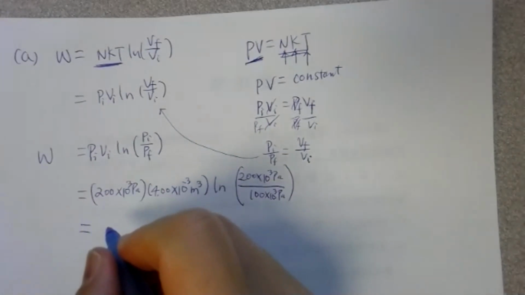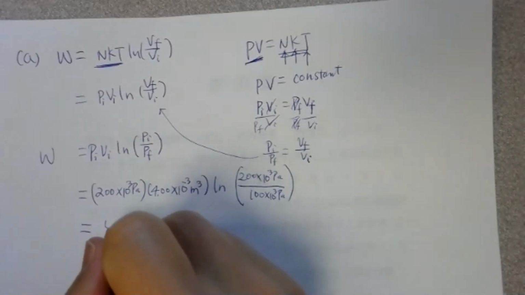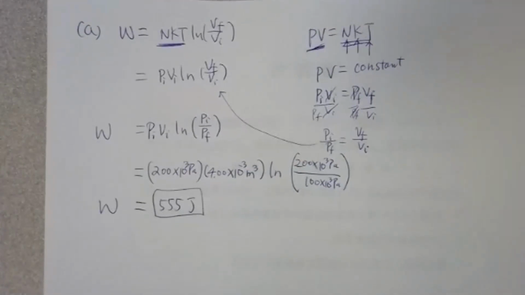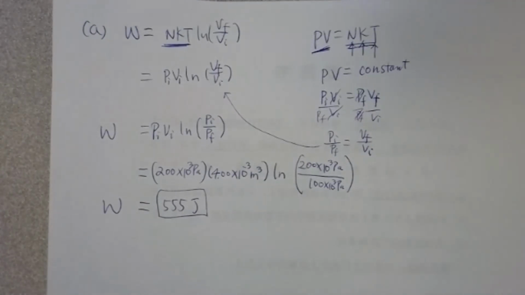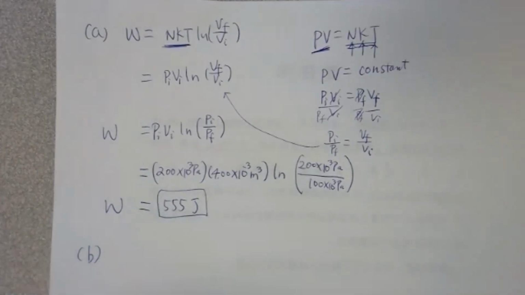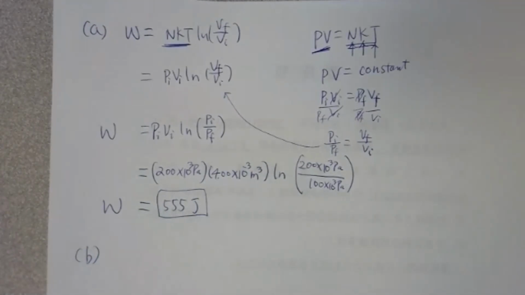So then this will give you 555 joules as the work done by the gas on the surroundings. Okay, so this is part A. Part B is asking you for the heat absorbed by the gas during the process.